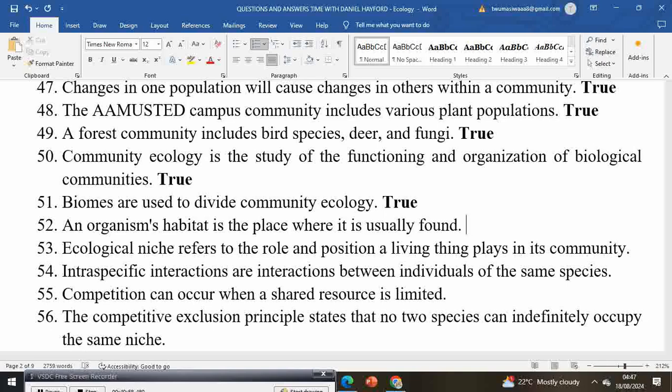Question number 52. An organism's habitat is the place where it is usually found. It is true. Now, question number 53. Ecological niche refers to the role and position a living thing plays in its community.